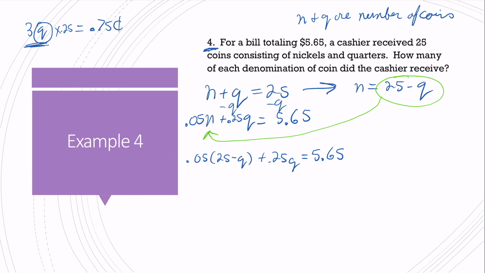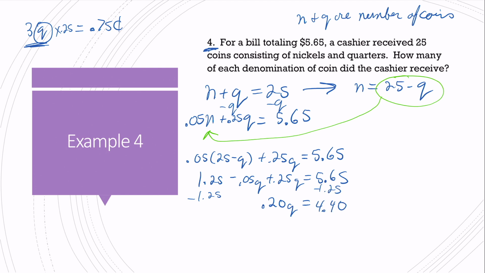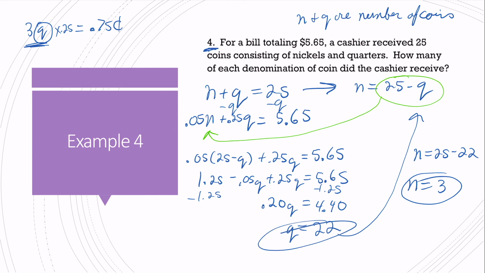So I'm going to have 0.05 times 25 minus Q plus 0.25Q equals $5.65. 0.05 times 25 is 1.25 minus 0.05Q plus 0.25Q is 5.65. I have 0.20Q is, once I subtract $1.25 from both sides, $4.40. I divide both sides by 0.20, and I get that Q is 22. So I have 22 quarters. Well, how many nickels do I have? I can substitute that back in. N is 25 minus 22, so I had 3 nickels and 22 quarters.